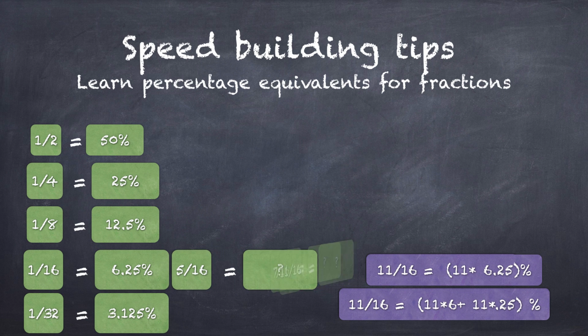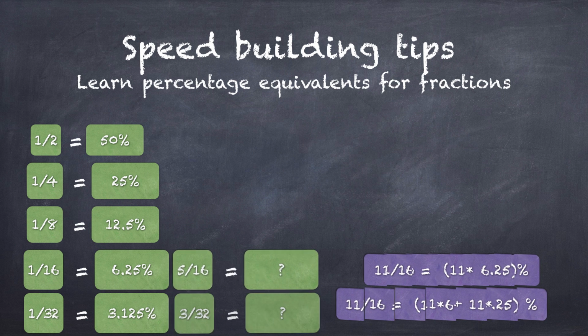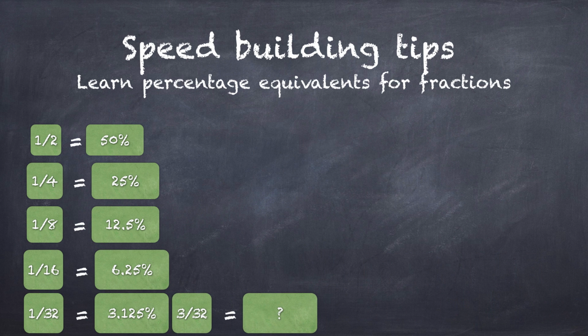Calculate 11 by 16 for yourself and try. You can directly multiply 11 into 6.25, but just for practice's sake, I would suggest multiplying 11 into 6 and then 11 into 0.25 and then adding them up, and try not to use pen and paper.